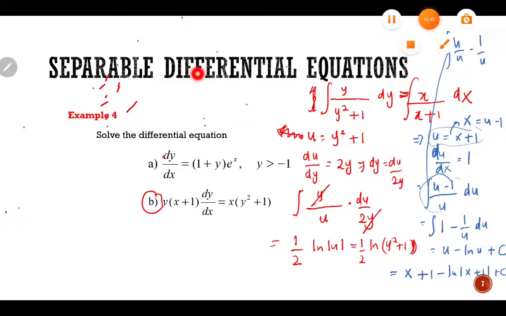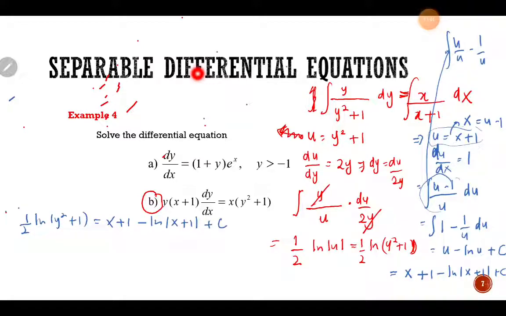Okay. So, maknanya jawapan kita, kan tadi kita ada 1 over 2 ln Y square plus 1 sama dengan X plus 1 minus ln X tambah 1 plus with C. Okay, so sekarang ni kita nak cari Y kan? Kita nak cari Y. We want to find for Y.